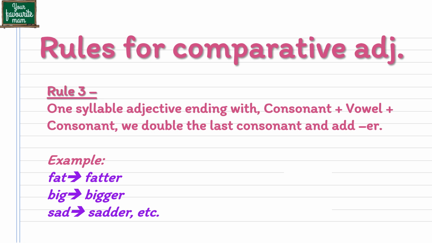If a one-syllable adjective ends in a single vowel letter followed by a single consonant letter, then we double the last consonant and then add er to make the comparative adjective, like fat, fatter, big, bigger, sad, sadder, or thin, thinner.